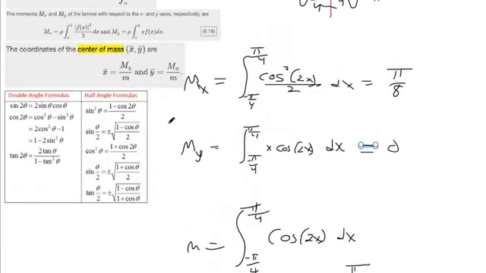And now we're finally ready to answer the question. This is 1. And the moment with respect to y was 0. And then this one was pi over 8. So we got center of mass for the x bar is 0. And for y bar, it's pi over 8.